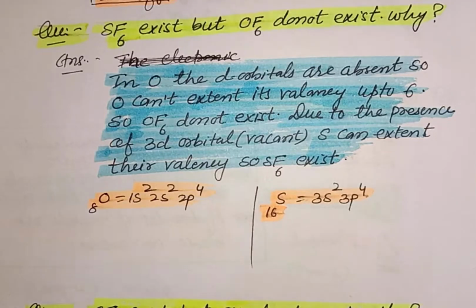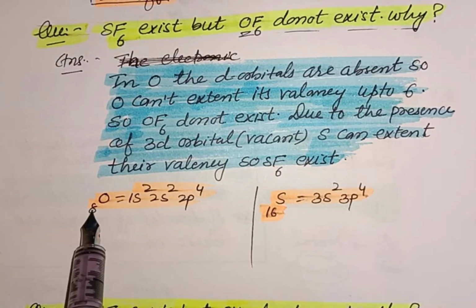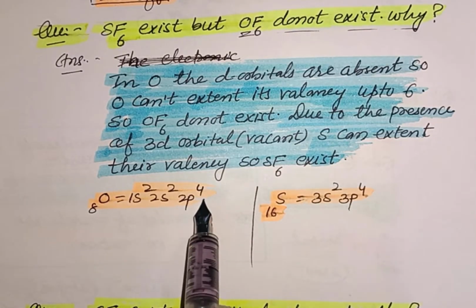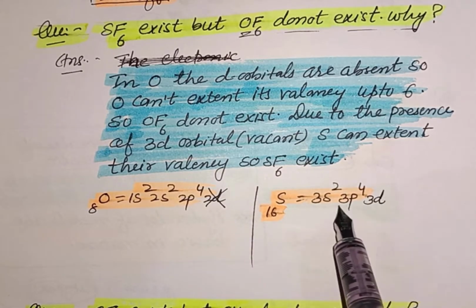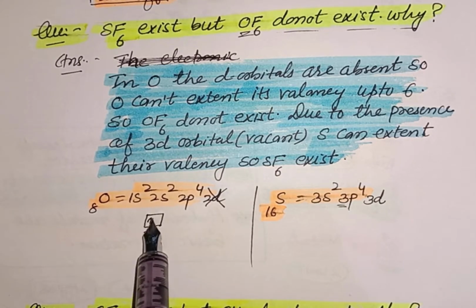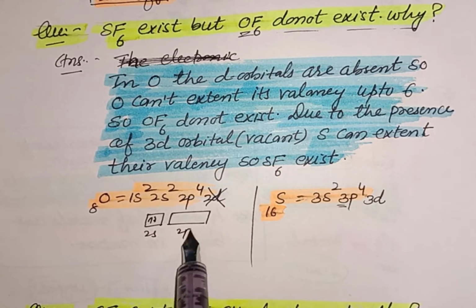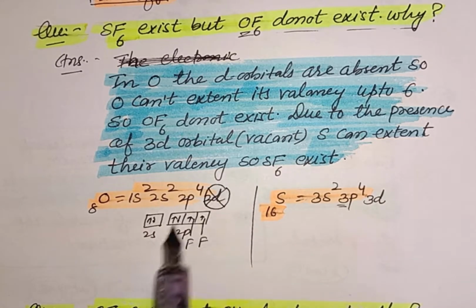The next question is why SF6 exists but OF6 does not exist. The electronic configuration of O is 1s2, 2s2 and 2p4, and we know that 2d orbitals do not exist. The d orbital starts from n equal to 3. So in oxygen, the 2s subshell has 2 electrons and the 2p subshell has 4 electrons. So there are only 2 half-filled atomic orbitals to which fluorine can be attached. Due to the absence of 2d orbitals, the electron cannot be promoted from 2p to 2d.